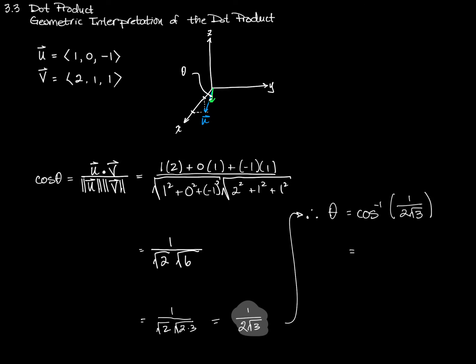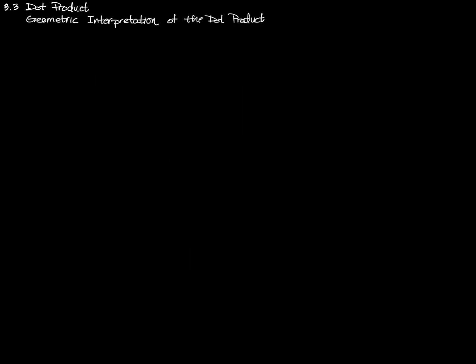Cosine inverse of 1 over 2 root 3, which is approximately 1.278 radians. So the dot product is a pretty powerful tool. We could consider this finding the angle between two vectors an application of the dot product. So it's kind of nice to see an application. It seems like it's not really a real world application, but it is certainly a way in which the dot product is used. All right, now I'm going to take a look at a special case.